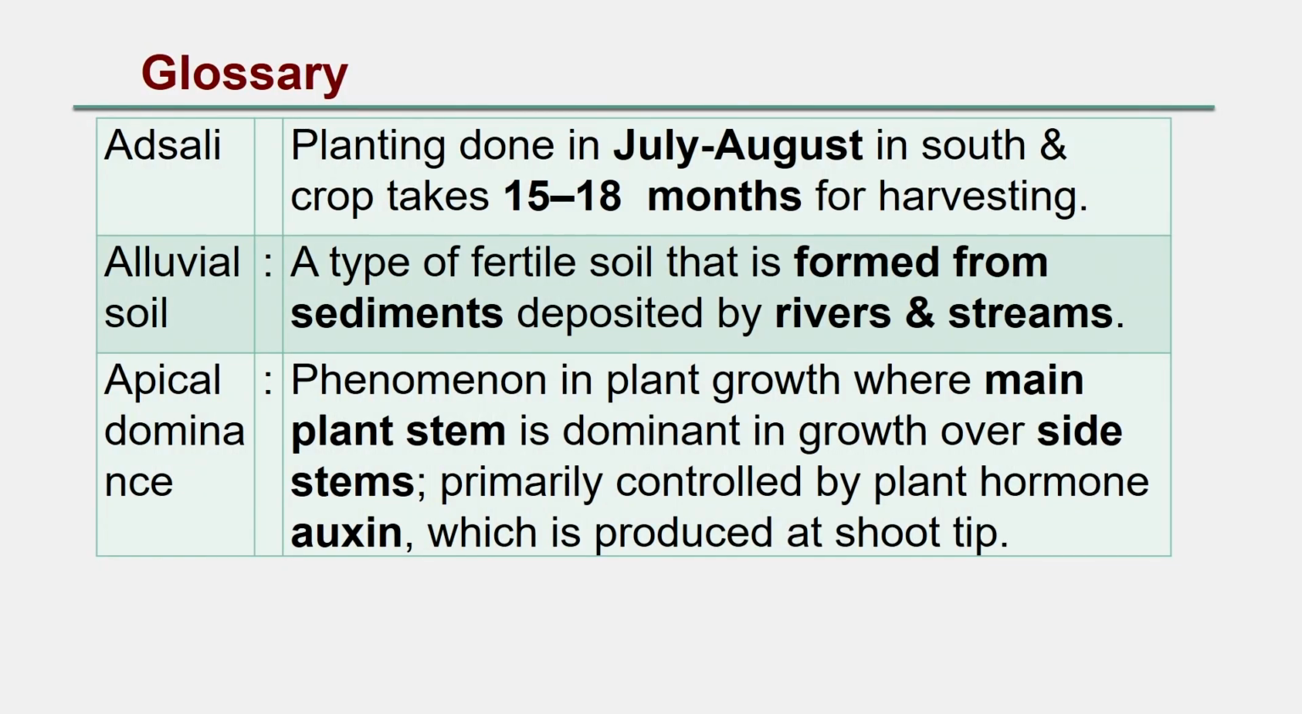Now, some glossary. Adsali, planting done in July, August in south, and crop takes 15 to 18 months for harvesting. So, this Adsali crop can be taken in certain parts of the country and particularly in Maharashtra. Alluvial soil, a type of fertile soil that is formed from sediments deposited by rivers and streams. Apical dominance, it is a phenomenon in plant growth where main plant stem is dominant in growth over side stems, primarily controlled by plant hormone auxin, which is produced at shoot tip.